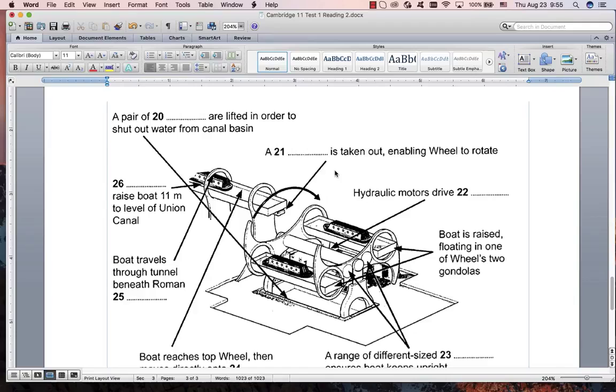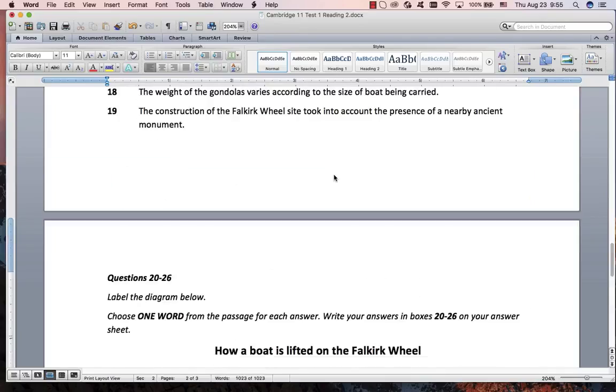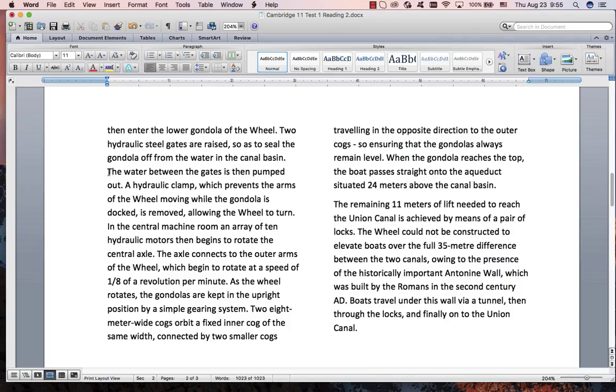Right, something is taken out, enabling the wheel to rotate. What can we tell? What do we know about this word? It's a noun, and it's single countable, because we have a over there. Enabling the wheel, so we're looking for taken out, enable, wheel, rotate, something like that. And we're here. That's pumped out. Students want to say water, but no, we're looking for single countable. Water is uncountable. There's the wheel, and there is taken out.